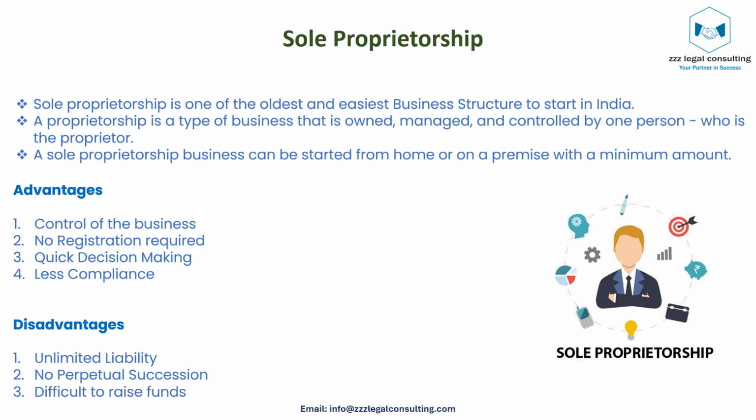Now, like every coin has two sides, the same applies here. There are a few disadvantages as well. Unlimited liability. Since one person is handling everything, he is the one who is infusing the capital into the business, and he is liable for the losses occurred by this form of business. Here, the liability of the proprietor is unlimited, which means that his personal property can also be used to set off his liability.